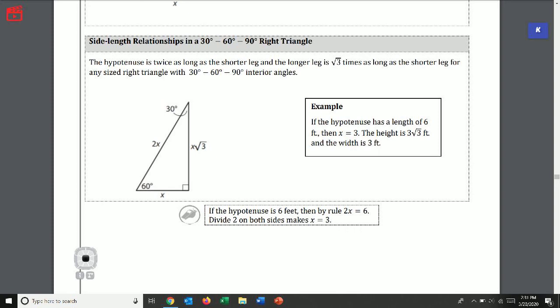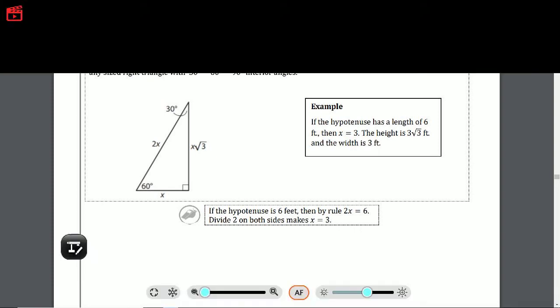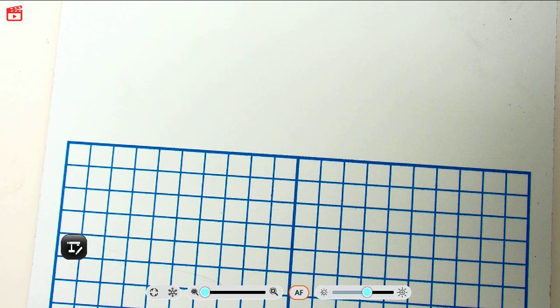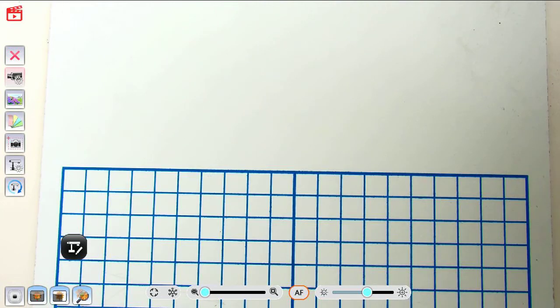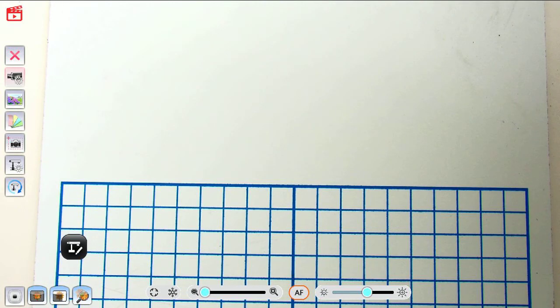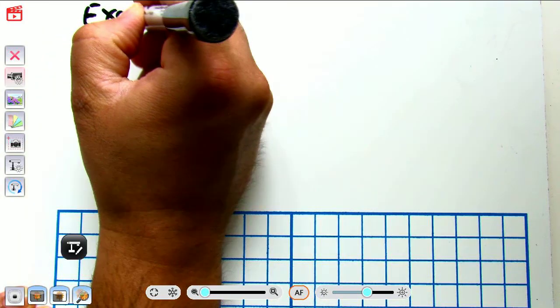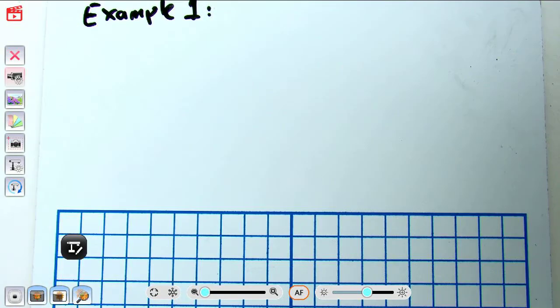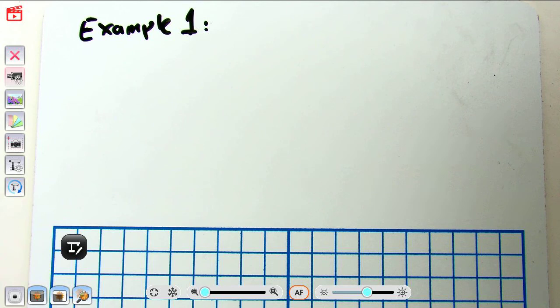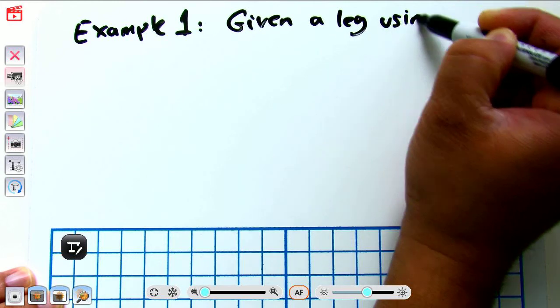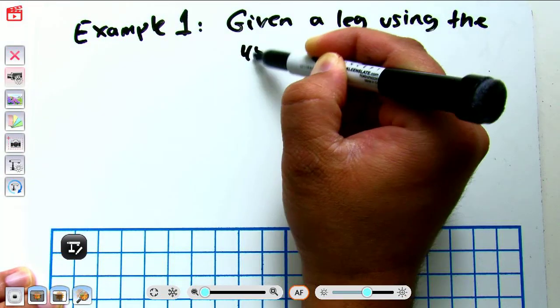Okay, so let's start with example 1. We're going to be given a leg, so I'm just going to write: given a leg, using the 45, 45, 90 theorem.